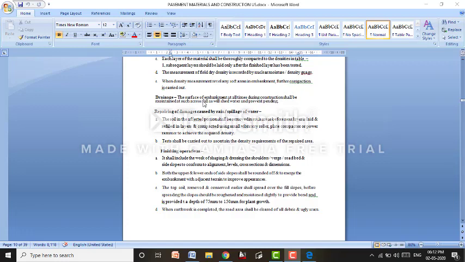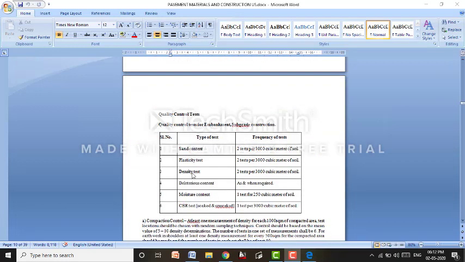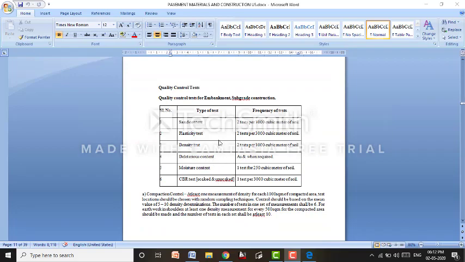The surface of the embankment at all times during construction shall be maintained at such a crossfall as will shed water and prevent ponding. Repairing of damages caused by rain spillage. These are different measures that need to be followed. These are the different control tests that need to be conducted. So this is about the preparation of a subgrade while constructing pavements.